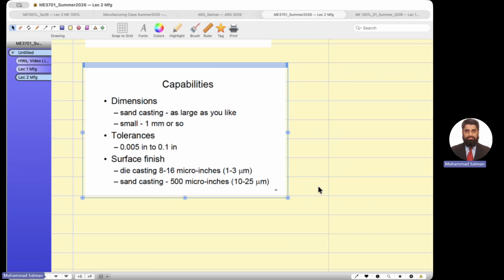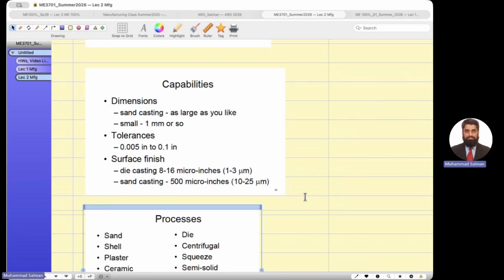Tolerances and surface finish: 1 to 3 microns, or 10 to 25. In sand casting, you have a somewhat rougher surface compared to die casting. Die casting uses a steel mold. You force the molten metal inside the die, and you get a less rough surface roughness, which is about 1 to 3. Very fine casting comes out of the die process.